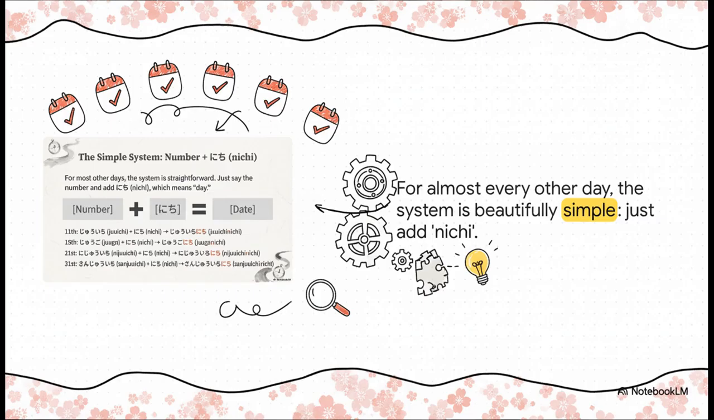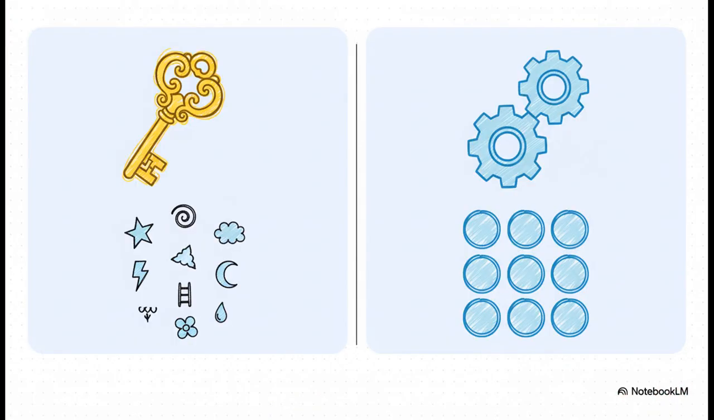That's it. So the 11th is just Ju-ichi Nichi. The 31st, San-Juichi Nichi. So simple, right? It's a huge relief. So let's just break that down one more time. The whole code is basically this. You have 13 special readings to know. That's the first 10 days, plus the 14th, 20th, and 24th. Every single other day just follows that beautiful, easy, number plus Nichi rule.